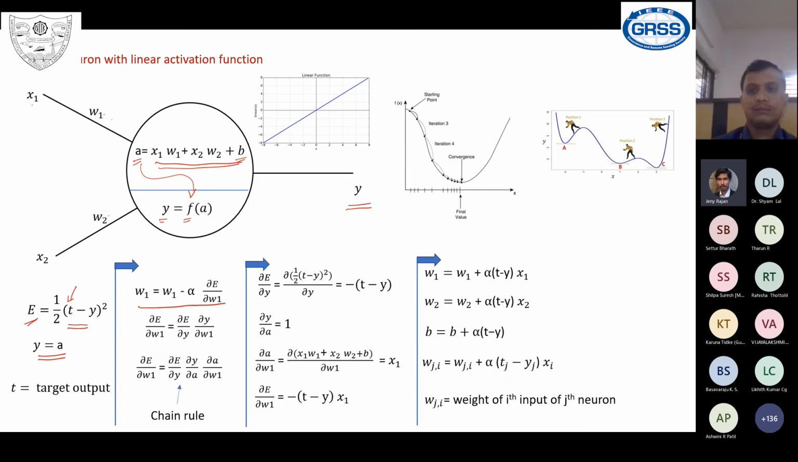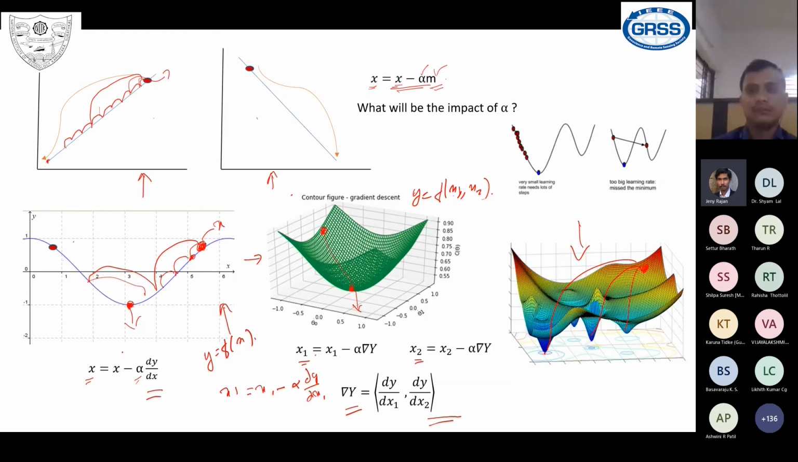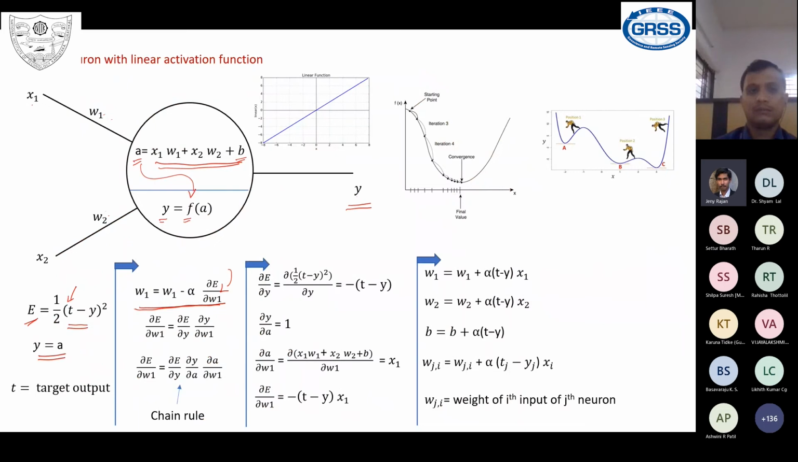So this is my weight updation formula. W1 is equal to W1 minus alpha into dou E by dou W1. This equation means we are trying to find what value of W1 minimizes the error. This is the same as the previous equation. What we did before is we tried to find what value of x minimizes y, where y is a function of x. The same thing we are doing here: what value of W1 minimizes the error? So this is my weight updation formula, W1 is equal to W1 minus alpha into dou E by dou W1.